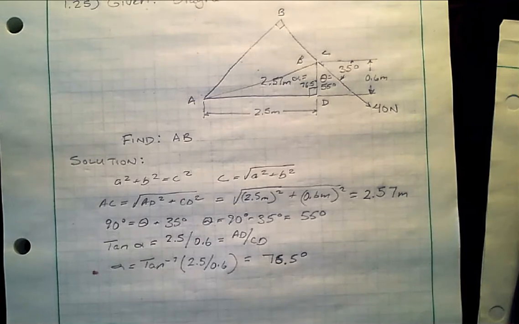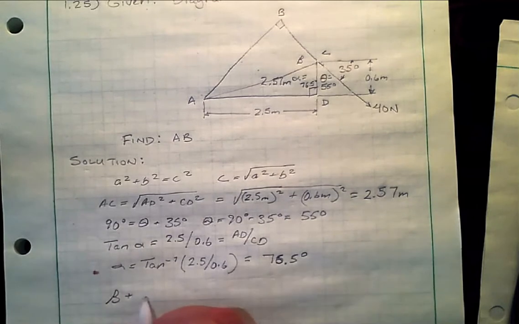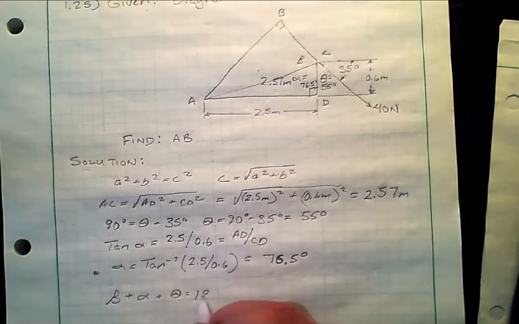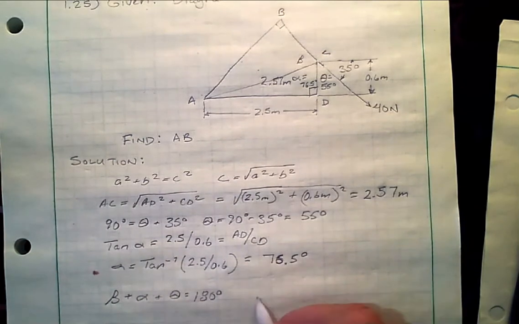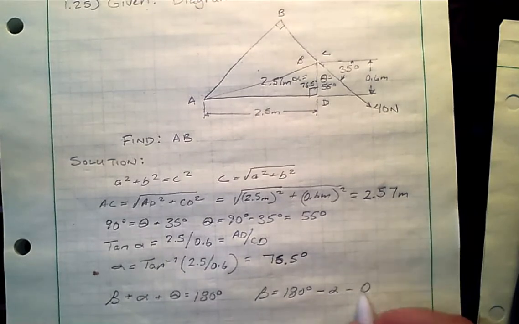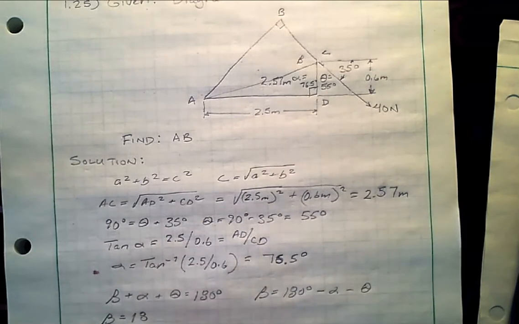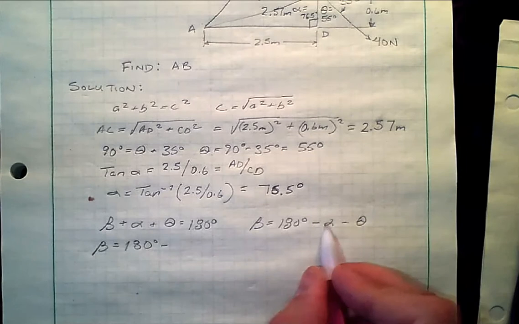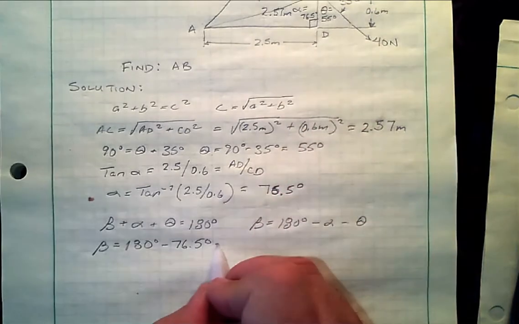So now we can find beta, because keep in mind, these angles are all complementary. So we know that beta plus alpha plus theta all add up to a straight line, so they have to be equal to 180 degrees. And if we change that around, beta is going to be equal to 180 degrees minus alpha minus theta. And when we plug that in down here, beta comes equal to 180 degrees minus our alpha, which we found to be 76.5 degrees, and our theta we found to be 55 degrees.